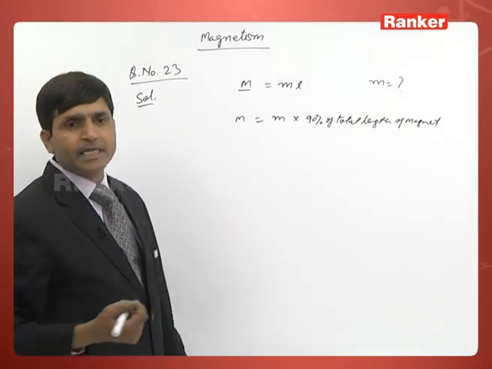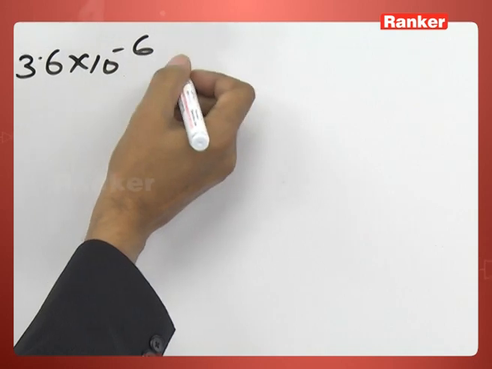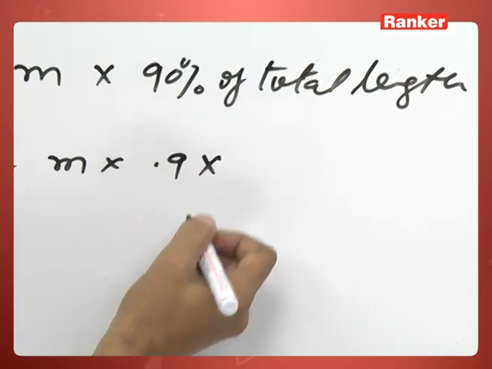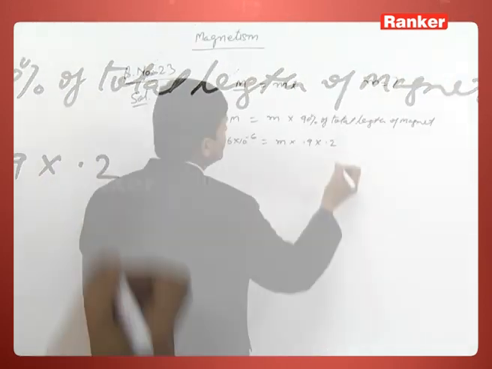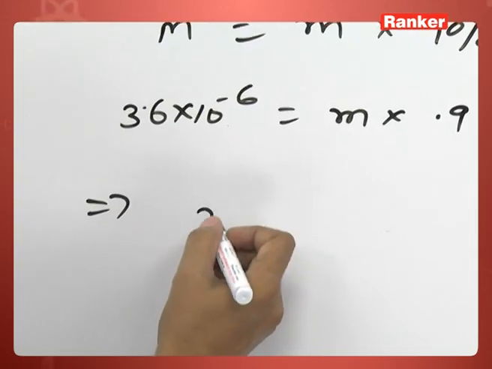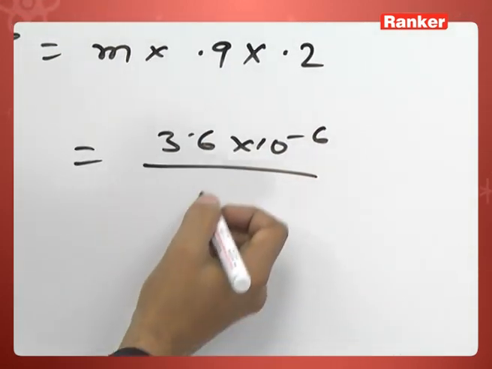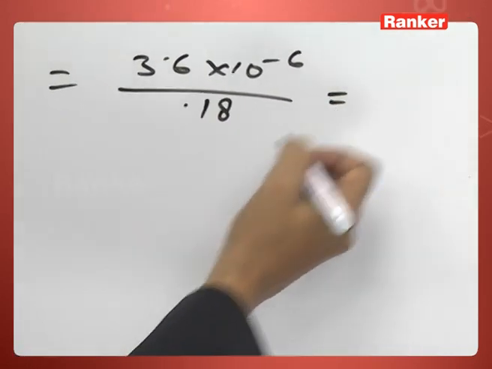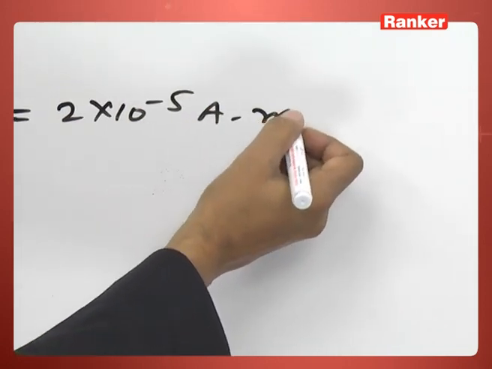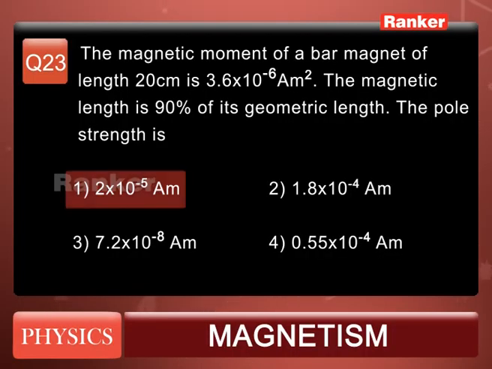Now capital M, the magnetic moment, is given as 3.6 into 10 power minus 6. That we have to divide. 90% means 0.9, and the total length here is 20 centimeters, which can be said as 0.2 meter. So now m is 3.6 into 10 power minus 6 by 0.18. So this is nothing but 2 into 10 power minus 5 ampere meter. So this is the correct answer. Option number 1 is the correct answer.